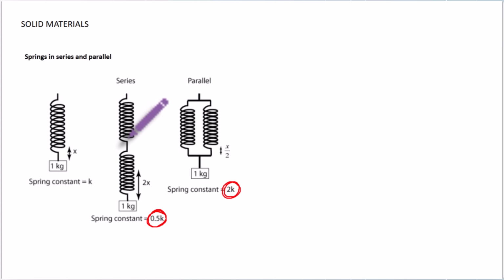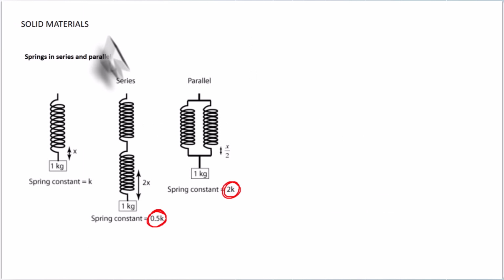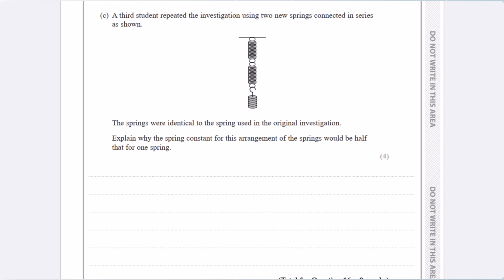And I can refer you to a question from October 2020, question 16C. Actually, this is the question. The springs were identical to the spring used in the original investigation. Explain why the spring constant for this arrangement of the springs would halve. Like I just said, if you connect them in series, the spring constant halves. The reason is the same force acts through both springs. Each spring has the same extension, but the extension of the combination is doubled.